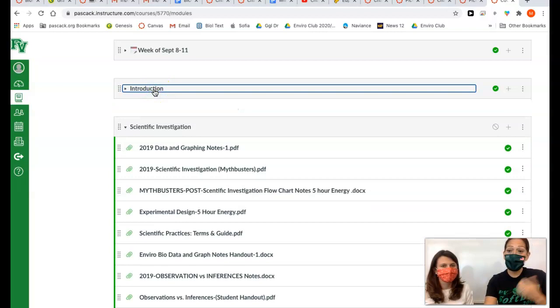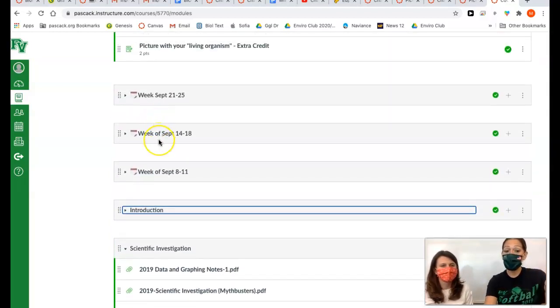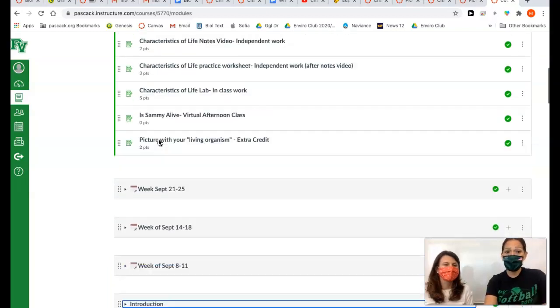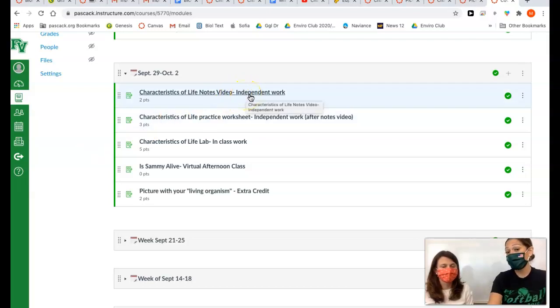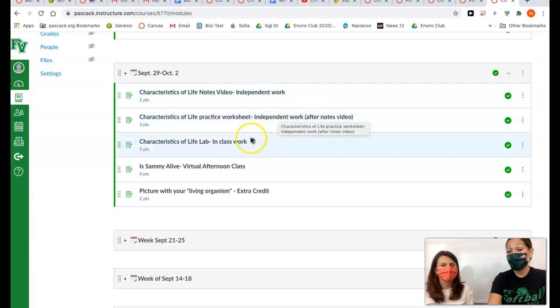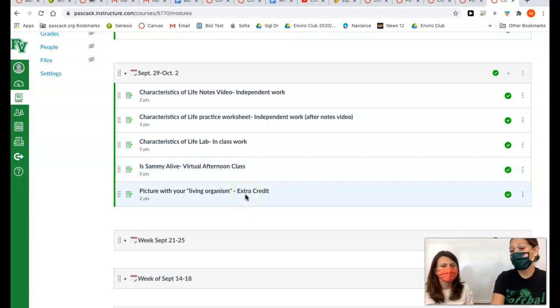We do set up these schedules, the assignments by week. So you can see right here, there's 3 weeks listed. So this week here that we have open was a previous week, the week ending October 2nd. And that's where we post all of the work. And we'll say next to it whether it's something that they do independently, something that we do in class, something that gets done during the virtual afternoon class, and in this case, this is an extra credit assignment.